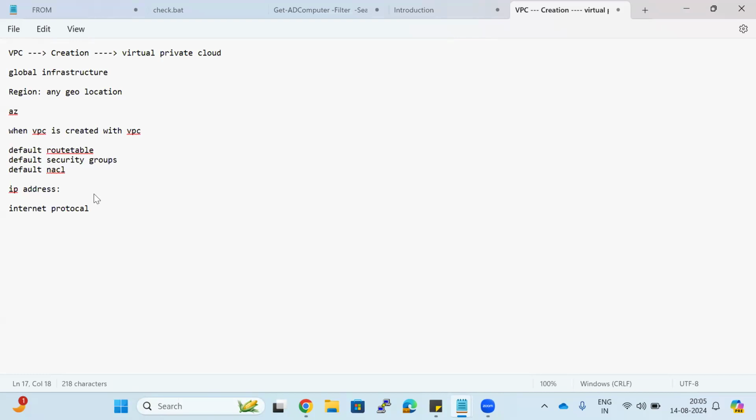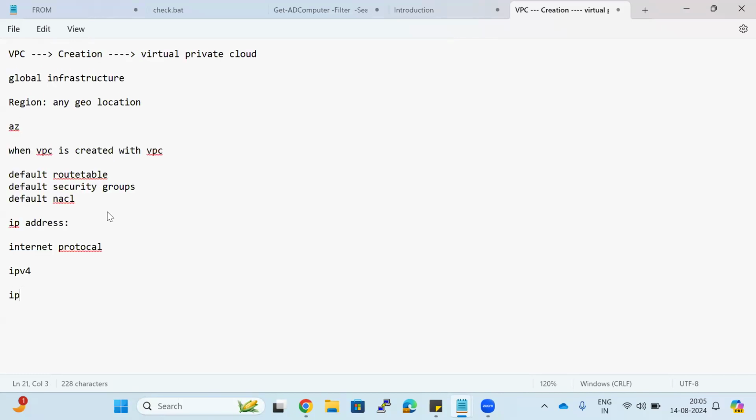It is assigned to systems, and with the help of the IP address we can transmit the data. How many types of IP addresses are there? In general, we have two types: IPv4 and IPv6. These are the two types of protocols we have. So what is IPv4? IP version 4.